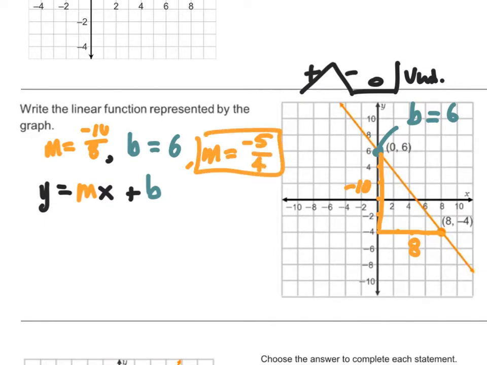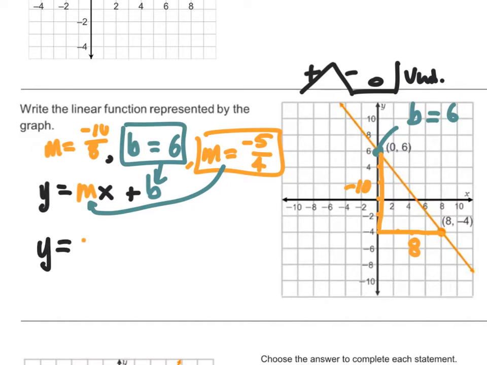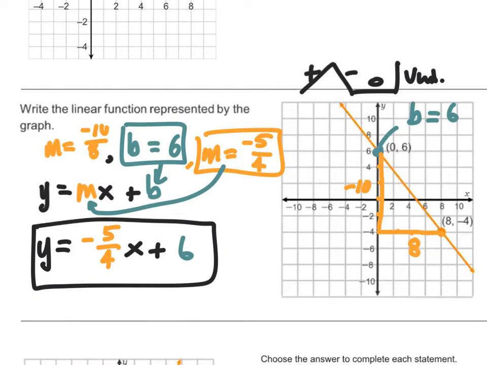So that's my slope. Here's my y-intercept, and I'm going to substitute these values back into the equation. I get y is equal to -5/4 x plus 6, and that's all I'm looking for.